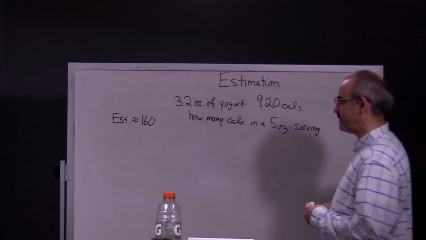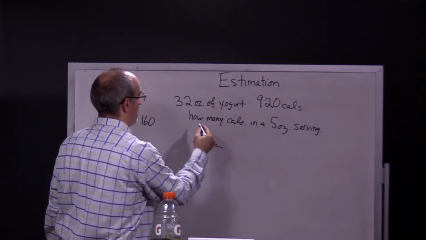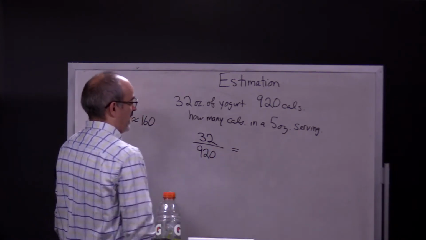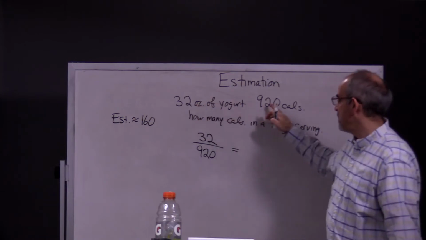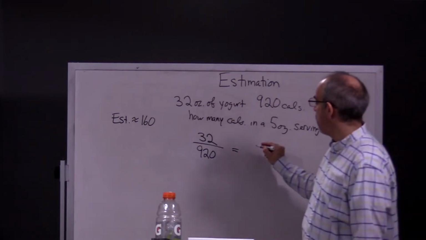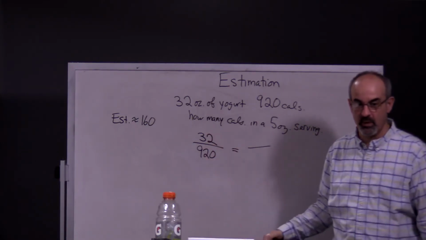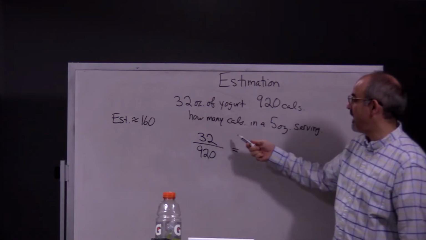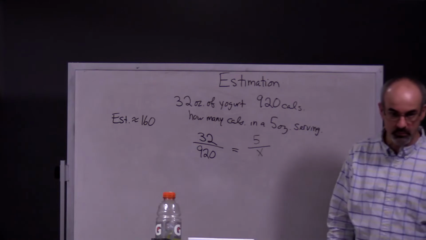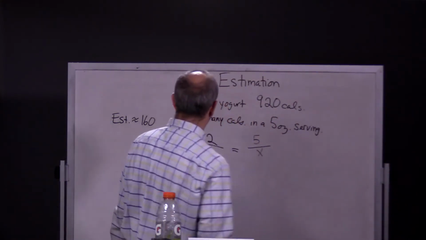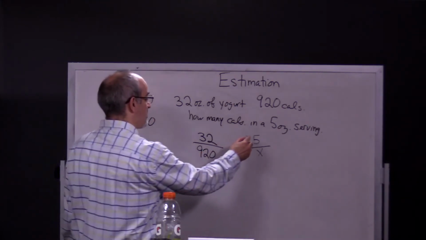So now let's actually solve the problem. 32 ounces of yogurt. There's 920 calories. It didn't really matter what I put on top or bottom. I'm just putting the 32 with the 920 because 32 ounces of yogurt has 920 calories. Now over here, the fraction you make, it does matter what you put on top and bottom because it has to correspond to what you did over here. So since this was the ounces of yogurt, my ounces of yogurt have to go here. Well, I know that there's 5 ounces of yogurt, but I don't know how many calories that corresponds to. That's what we're looking for. So 32 ounces is 920. 5 ounces is what?